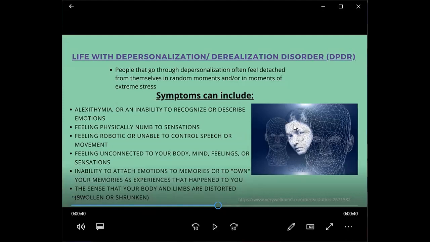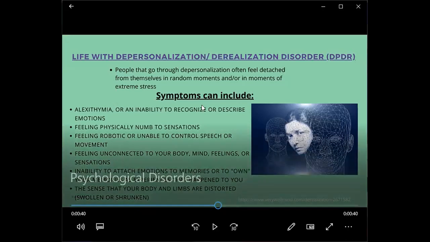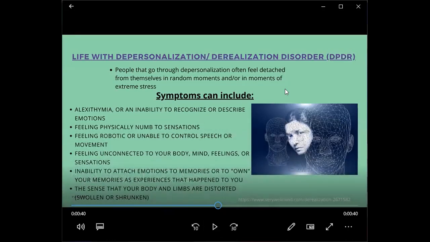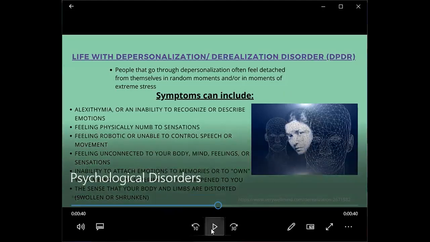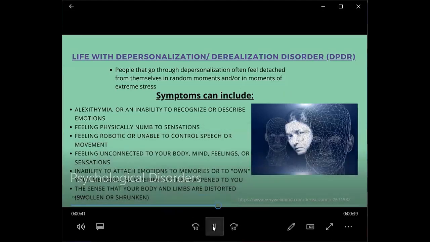being unconnected to my mind, body, feelings, or sensations, just feeling like I'm a robot and I'm just doing what I'm doing. So yeah, these are all the symptoms that can be included. And then you're feeling numb to whatever's going on around you, but you can't describe how you're feeling.